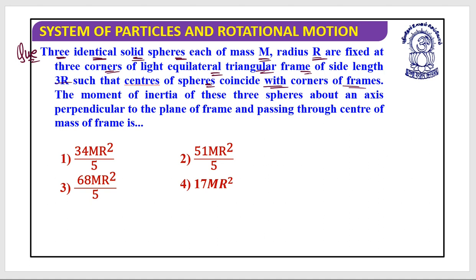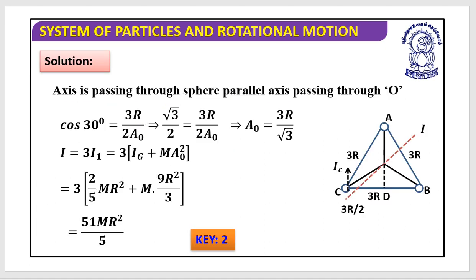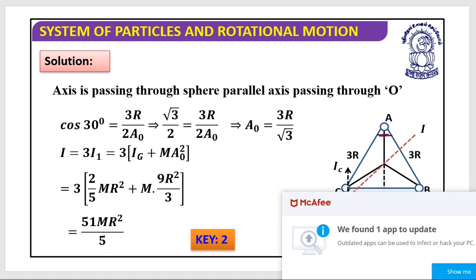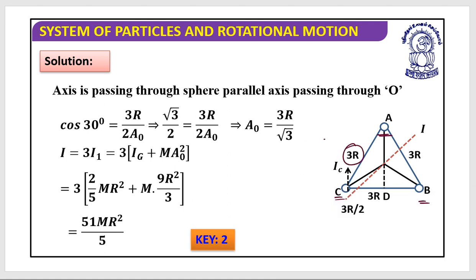So how will you do this? Let's have a look. This is the situation given: this is the first sphere, this is the second sphere, this is the third sphere. The sides are 3r, 3r, 3r. What I need to do is rotate it about an axis passing through the center of mass.